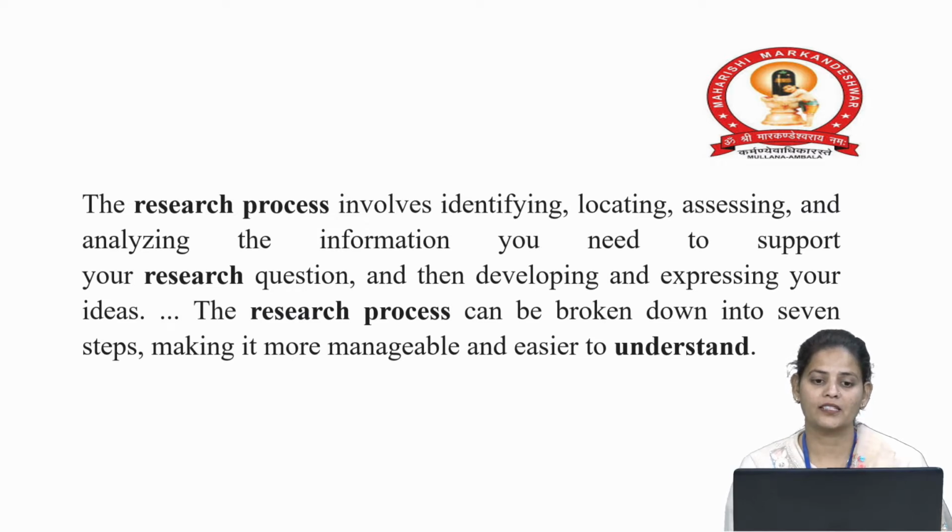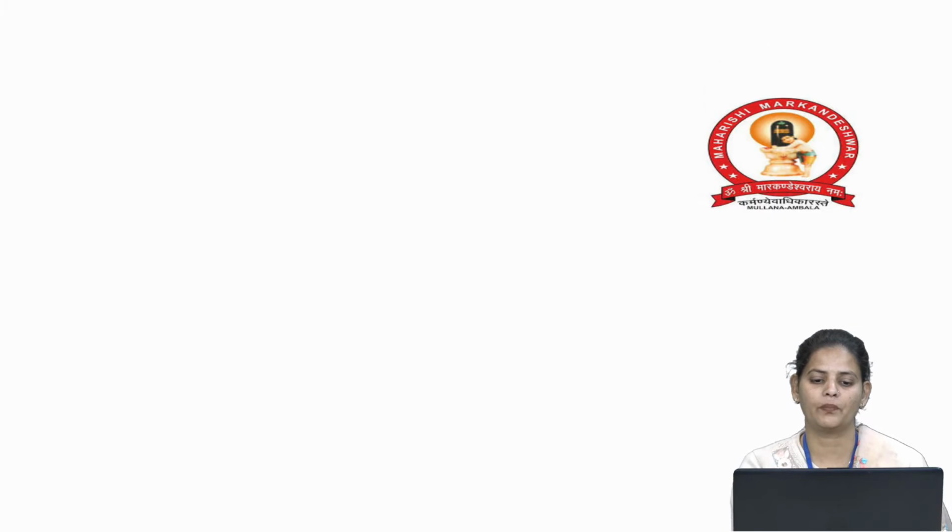The research process can be broken down into 7 steps, making it more manageable and easier to understand. Sometimes there may be more or fewer research steps. It depends totally on the type of research design, which is your next topic for study. So, here we start with the first step.